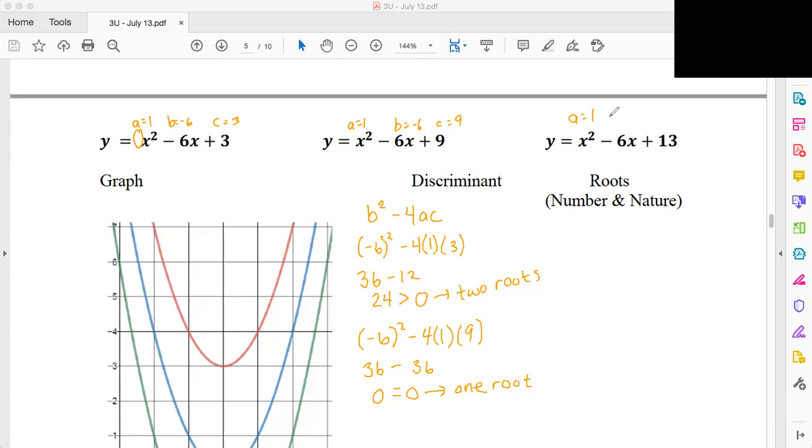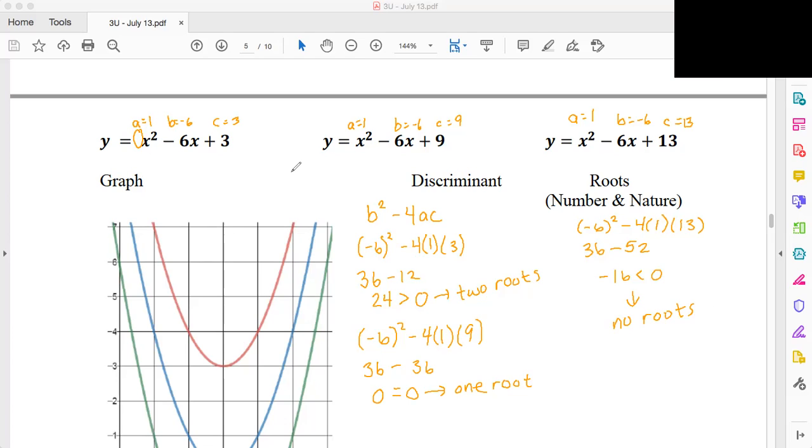And then for our third one, you can tell just by the graph, because I've already told you which ones we've done. We've got 13. So it'll be -6 squared minus 4 times 1 times 13. So this will be 36 minus 52, which gives us -16, which is smaller than 0, which means that there's no roots. And that would be this red guy right here.